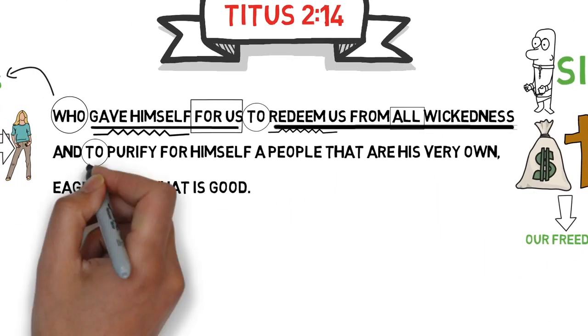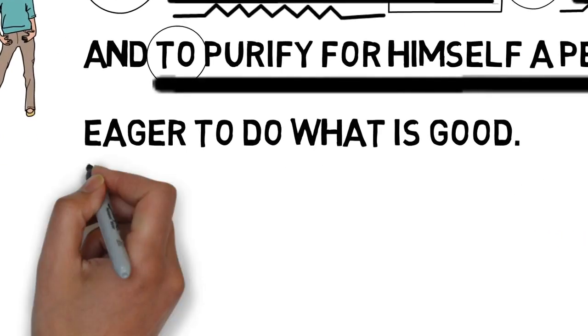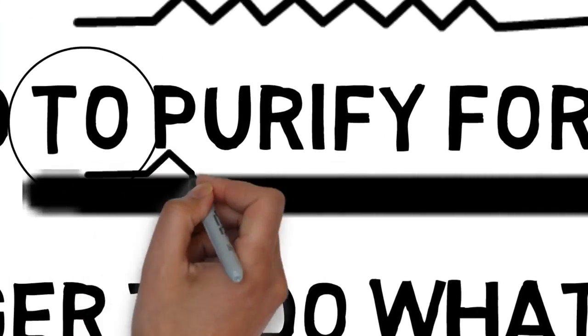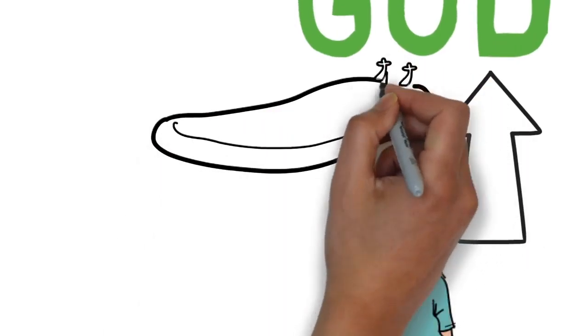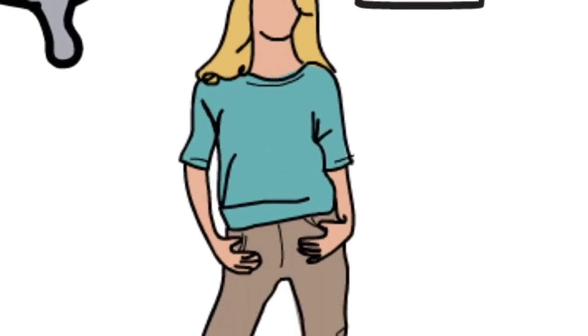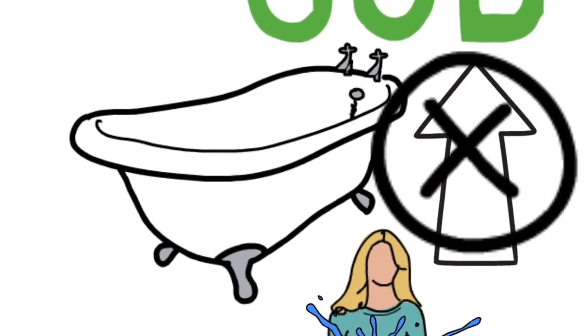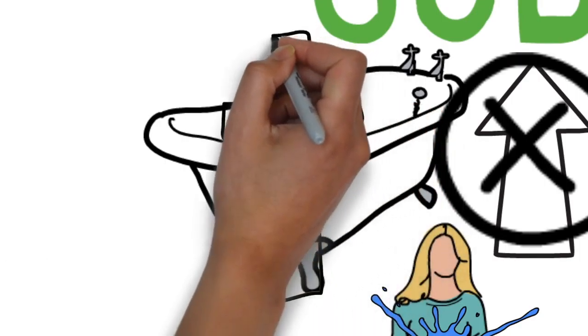Let's now consider the second "to": to purify for himself a people that are his very own, eager to do what is good. So while redeem is a slavery image, to purify is a temple image. To enter God's presence in the temple, a person had to be cleansed by washing with water and by a substitute sacrifice. This teaches us that sin makes a person unclean and unable to come near to God, who is pure and holy. But verse 14 tells us that Jesus' death purifies us from the stain of sin.